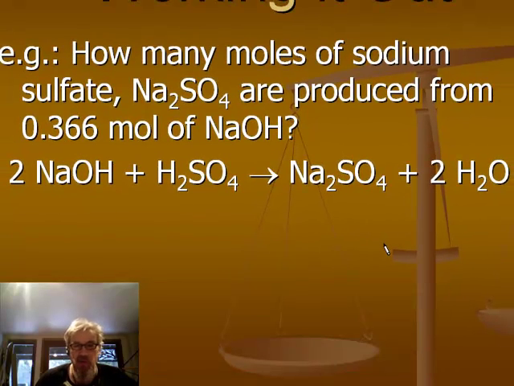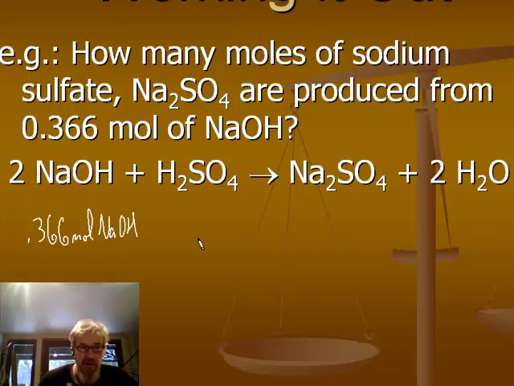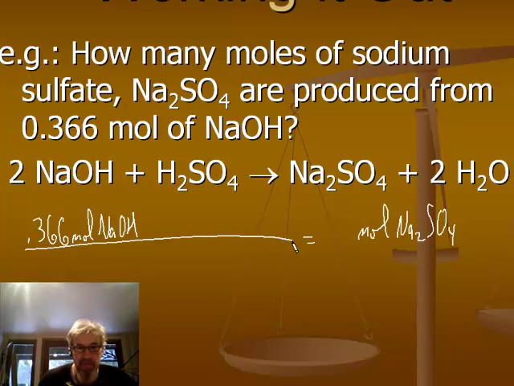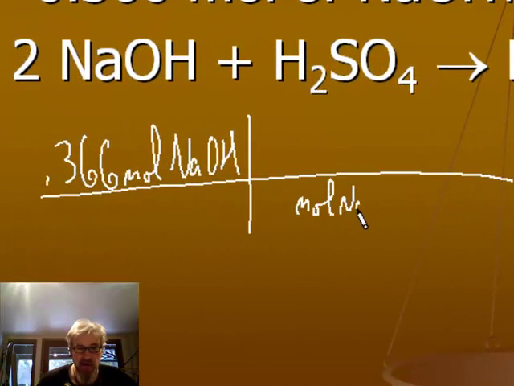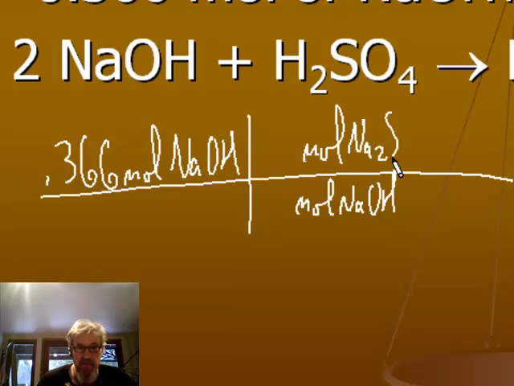Well, here's your answer. The question here is how many moles of sodium sulfate are produced from 0.366 moles of NaOH? So I write down my starting point, 0.366 moles of NaOH, that's what I'm given, and my ending point. My ending point is moles of sodium sulfate, Na2SO4. That's where I want to get. The conversion factor is a mole ratio. I want moles of NaOH to cancel, so I put that down here. I want moles of sodium sulfate to appear in my answer, so I'll put that up on top.